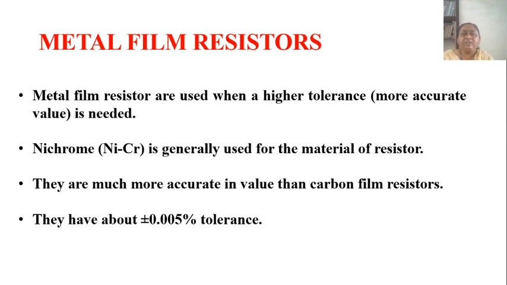Now metal film resistor. Metal film resistors are used when a higher tolerance, meaning a more accurate value, is needed. Nichrome is generally used as the material of the resistor. They are much more accurate in value than carbon film resistors, and they have about plus minus 0.005% tolerance.